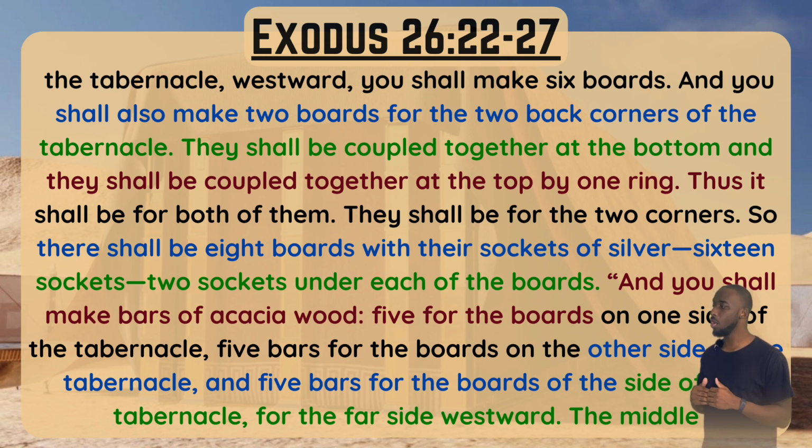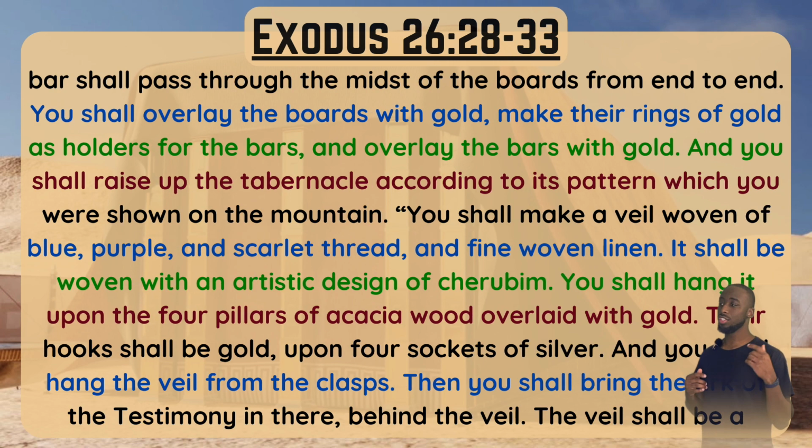And you shall make bars of acacia wood, five for the boards on one side of the tabernacle, and five bars for the boards on the other side of the tabernacle, and five bars for the boards on the side of the tabernacle for the far side westward. Interesting. So we see acacia wood being used to help put these boards up there, and they're bars, right? That's super cool. Now the bars are passed through the midst of the boards from end to end.